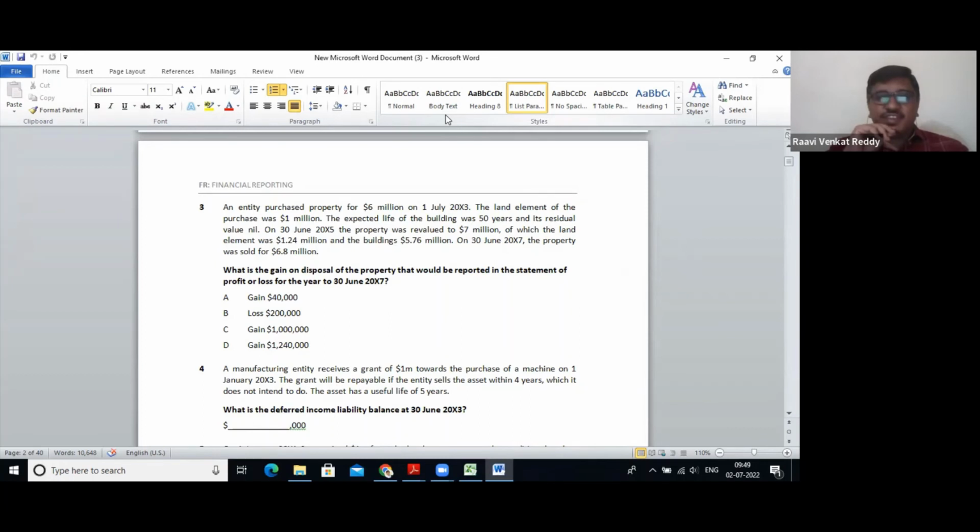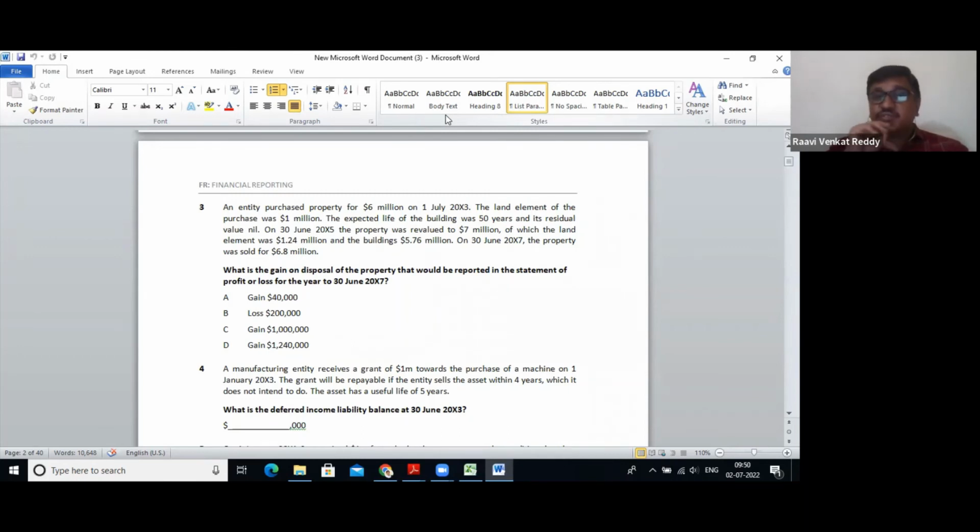After 50 years, it also makes sense that you will not get any residual value for the building. That's why the residual value is nil. Now on 30th June 2005, the property was revalued to 7 million, so after 2 years, of which the land element was 1.24 million and the building element was 5.76 million. Now on 30th June 2007, the property was sold for 6.8 million.